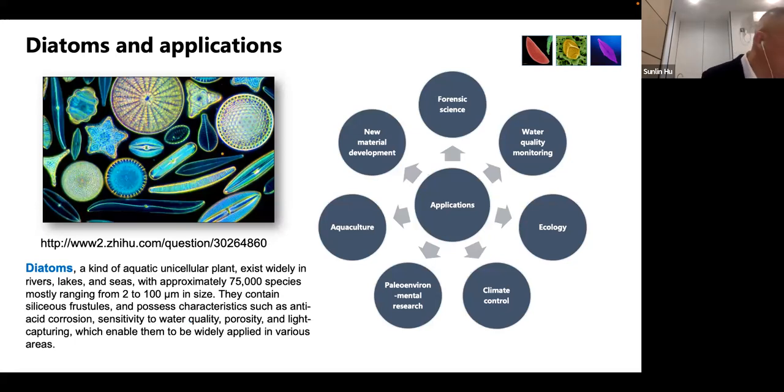As is well known to everyone, diatoms are a kind of single-celled organism, existing widely in rivers, lakes, and seas, with approximately 75,000 species, mostly ranging from 2 to 100 micrometers in size. They contain siliceous frustules and possess characteristics such as anti-acid corrosion, sensitivity to water quality, porosity, and light capturing, which enable them to be widely applied in various fields, including forensic science.